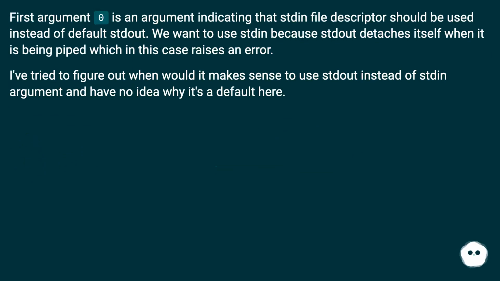First argument 0 is an argument indicating that the stdin file descriptor should be used instead of default stdout. We want to use stdin because stdout detaches itself when it is being piped, which in this case raises an error. I've tried to figure out when would it make sense to use stdout instead of stdin argument, and have no idea why it's a default here.